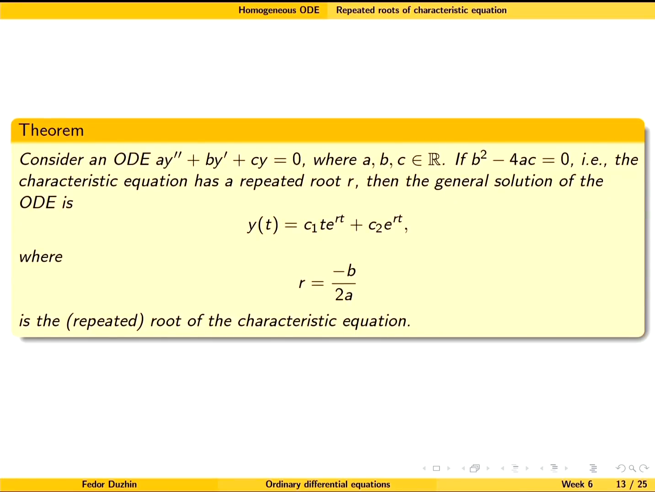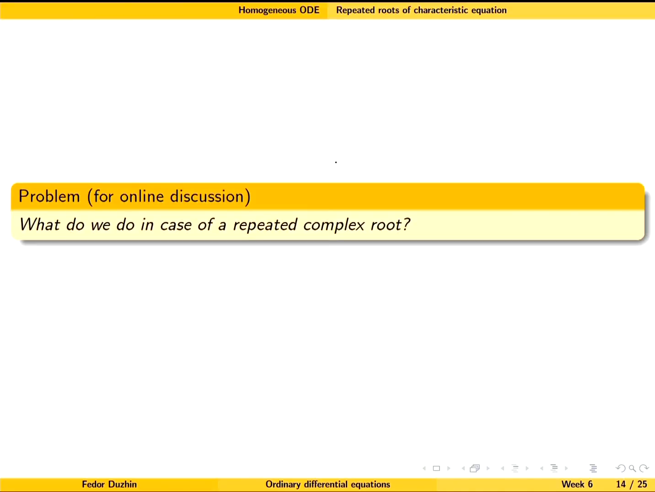Okay, here is the general theorem. We already proved it using this kind of method with multiplying by an unknown function v. Well, and finally, a little challenge for you. We have covered these three cases: two different real roots of the characteristic equation, a multiple real root of the characteristic equation, and two different complex roots.